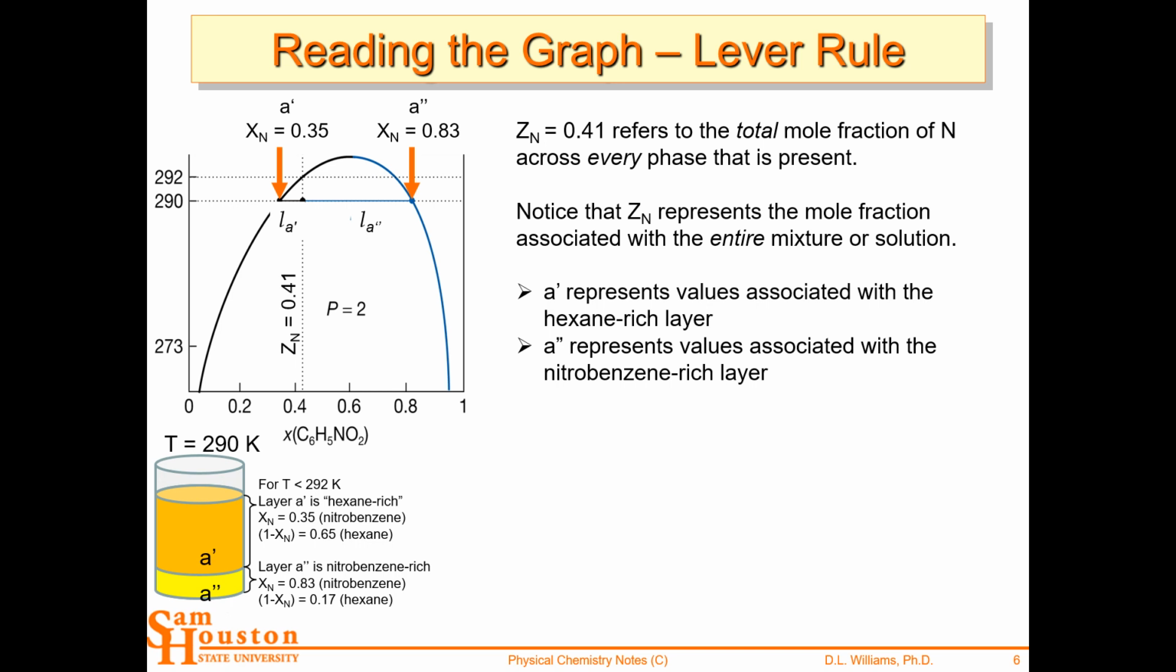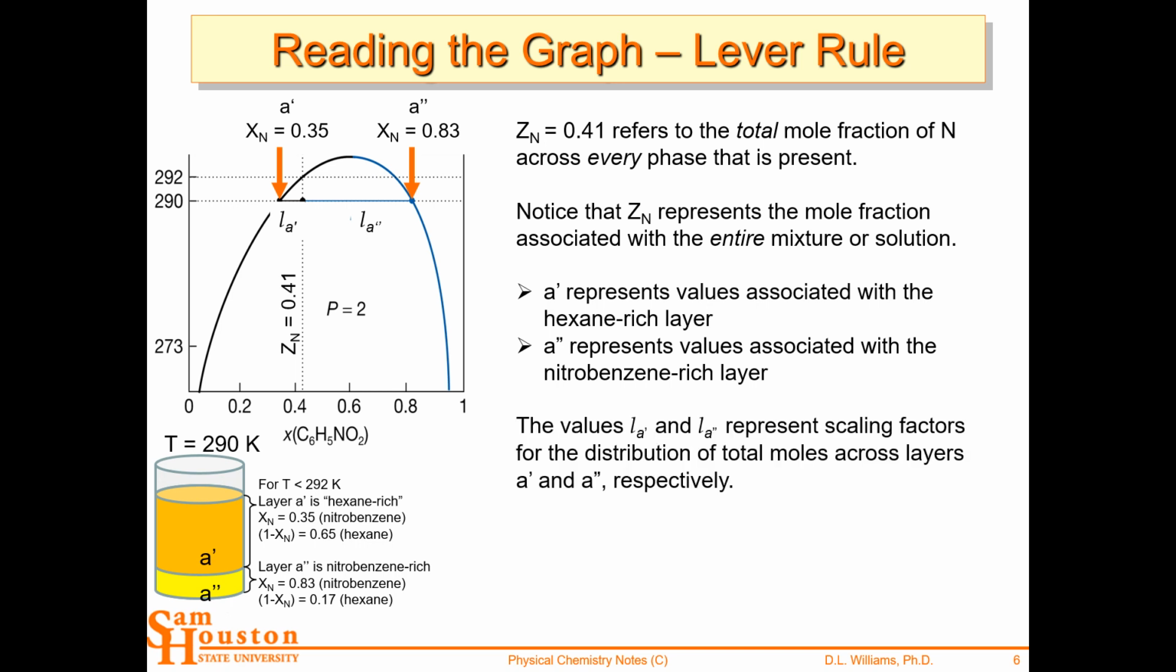So we've talked about this. I've just written it down so that you could review when you go back to this. And then these L values, these lengths, are the differences between the 0.35 and the 0.41, and the 0.41 and the 0.83. So these are the lengths of these two chords, I guess you would call them.